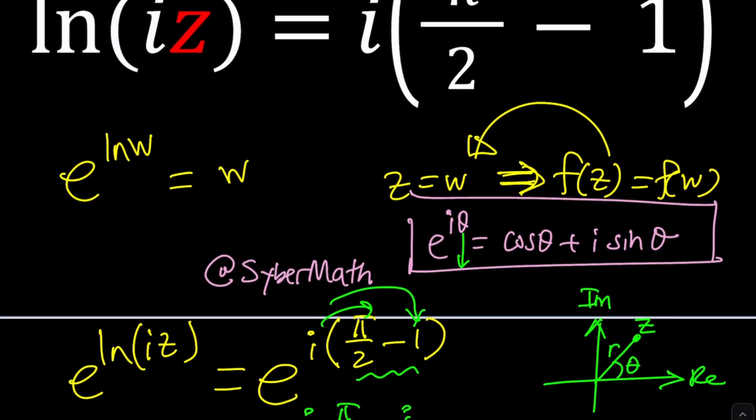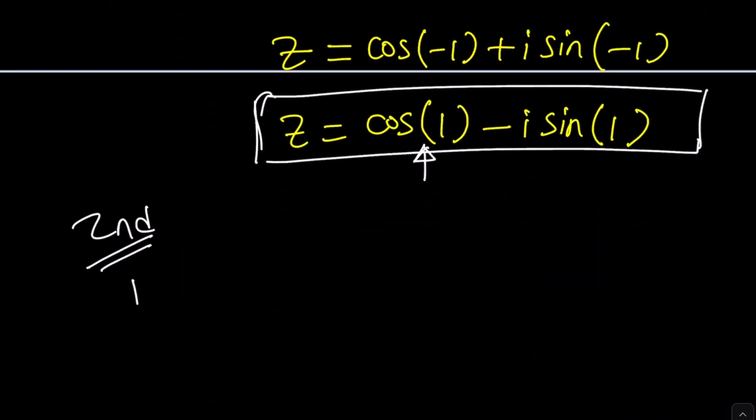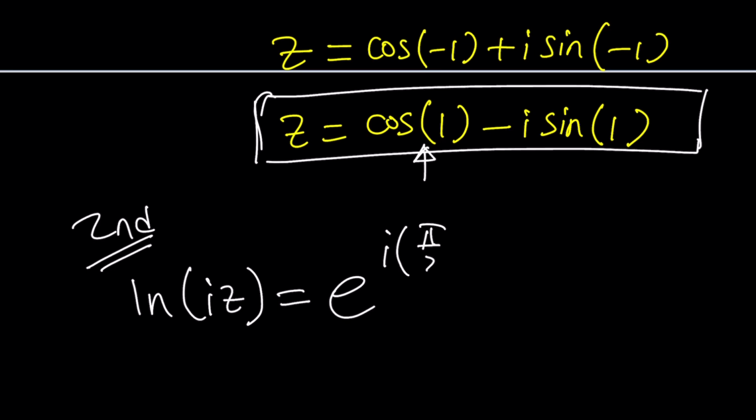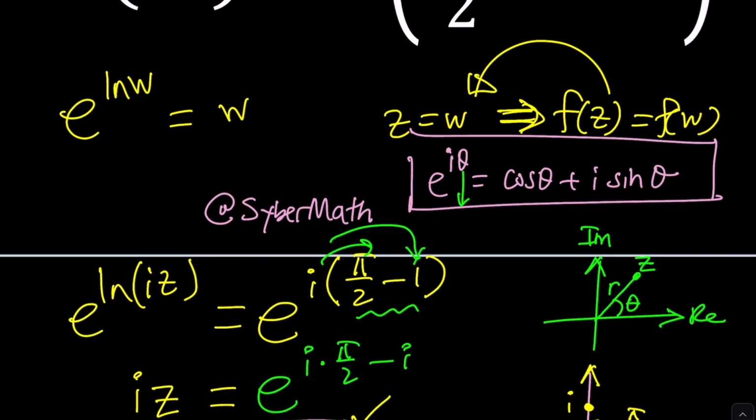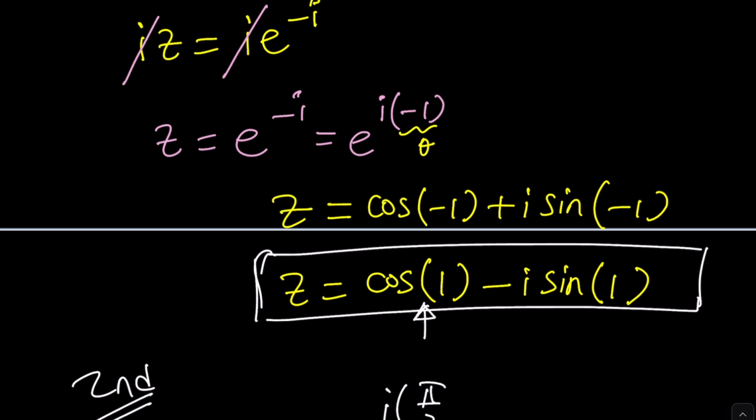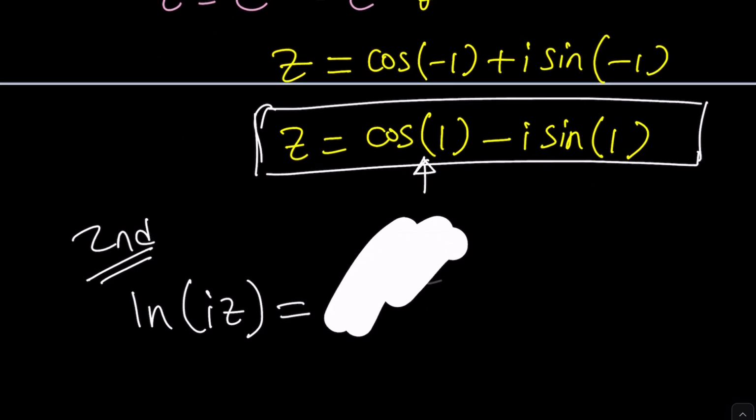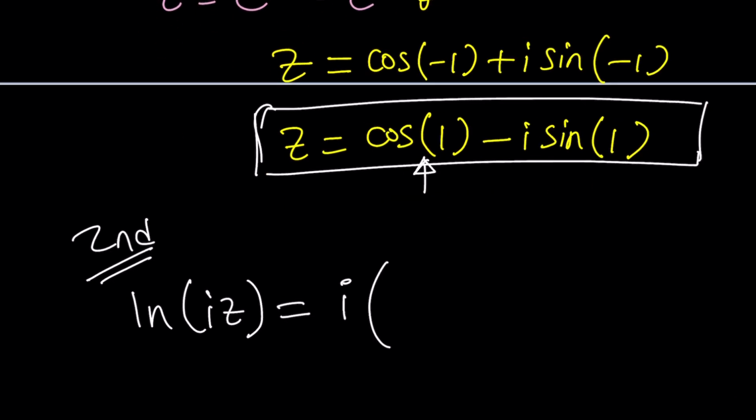So what do we have? ln iz equals I times pi over 2. Oops, no, there's no e, right? It's just I. Okay, never mind. I just overate it. So that should be I times pi over 2 minus 1.